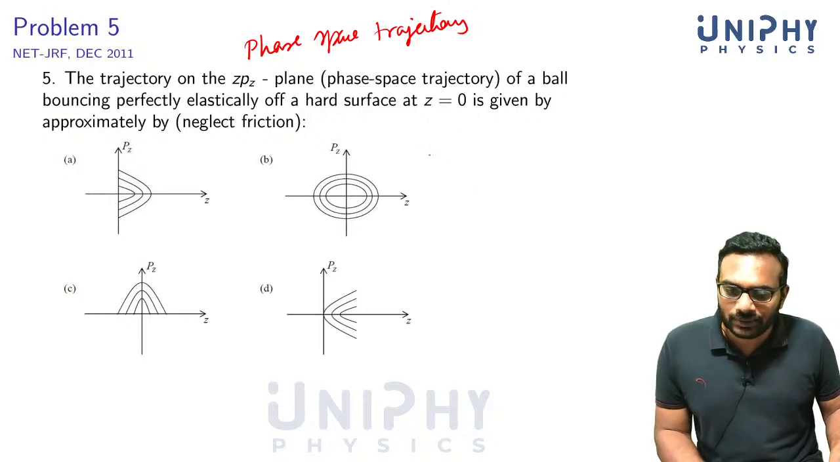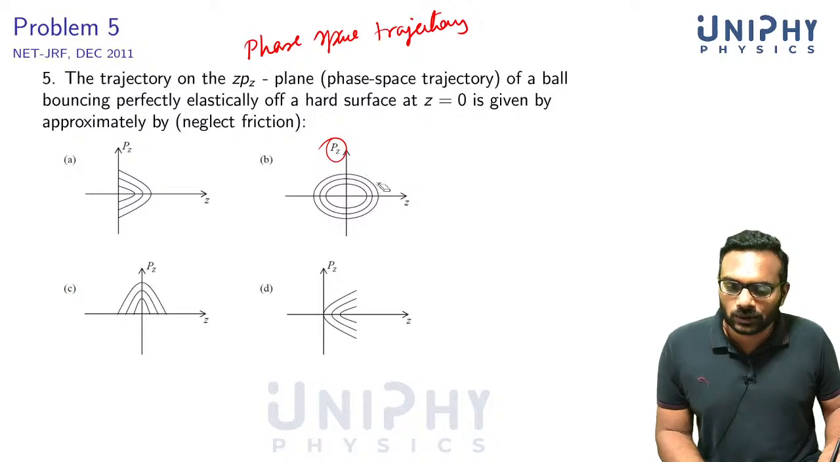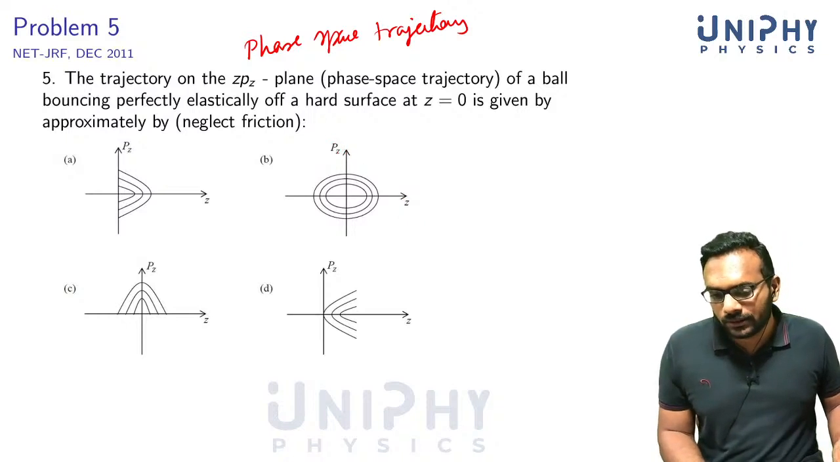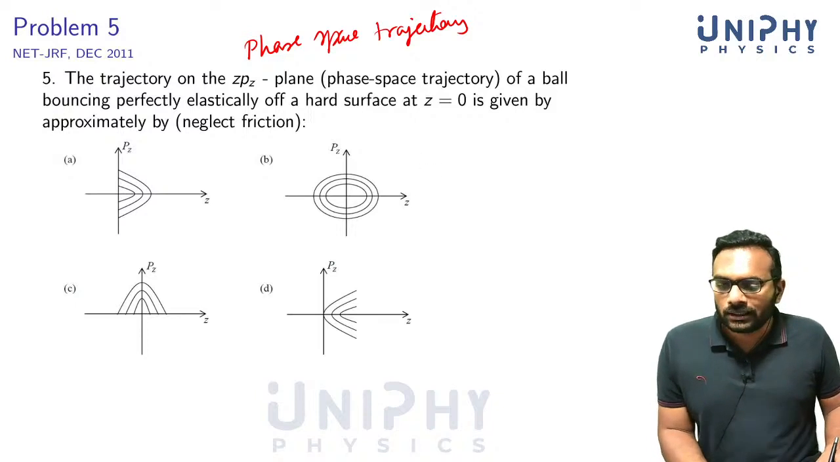So it's the phase space, the coordinates are the momentum and the position. So what is the most suitable answer among these? All right. Okay, so let's look at this.